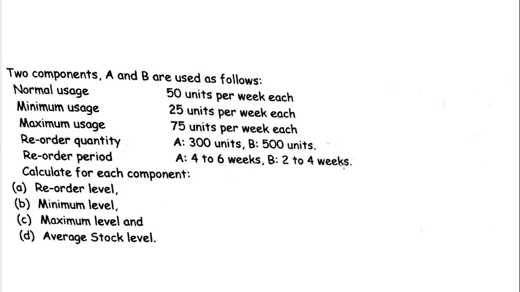Reorder period is for A it is 4 to 6 weeks. That means it takes 4 to 6 weeks for the component A to reach your store when you place an order, right? And for B it is 2 to 4 weeks. मतलब B को 2 से 4 हफ्ते लगते हैं जब आप ऑर्डर प्लेस करते हो उसके बाद आपके स्टोर तक आने के लिए. Clear? So he says calculate for each component reorder level, minimum level, maximum level and average stock level. हमने 4 चीजें पढ़ी है, उसने 4 चीजें पूछ ली हमसे, ये 4 चीजें बता दो जी. Right? So let's do it.